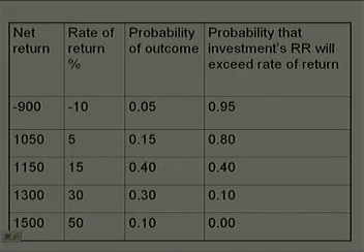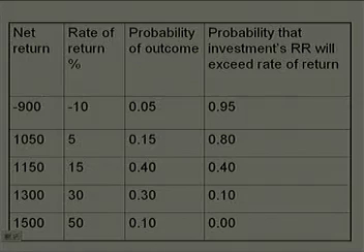So what are the things that we have been given? $1,000 is the investment that I have to make, and then I can earn 900, 1050, 1150, 1300 or 1500. Associated probability values have been estimated, and they are given in the third column of this particular table. Now the fourth column we have to calculate on our own. This is not part of the problem. This is part of the solution.